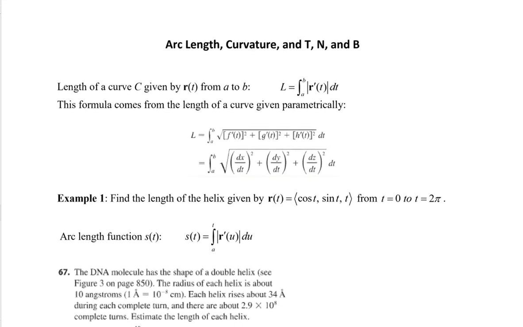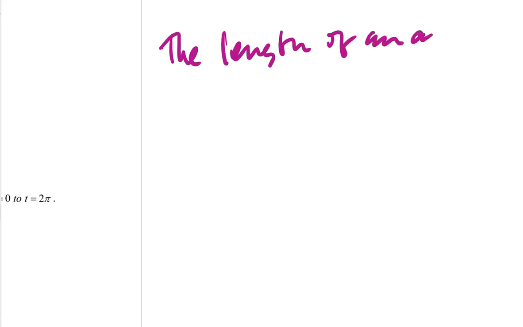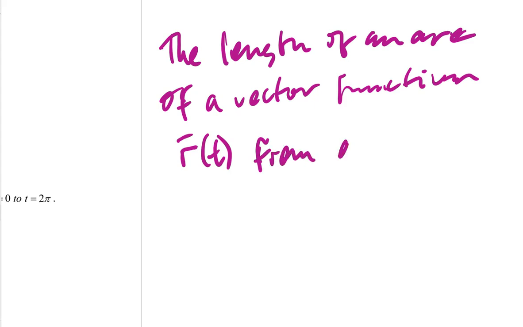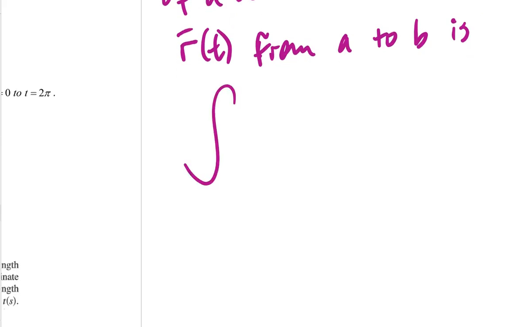So we have this formula from Cal 2. If you haven't seen this before, it says the length of an arc of a vector function, and we'll call the vector function r of t, from A to B, is the integral of the length of r prime of t dt from A to B.